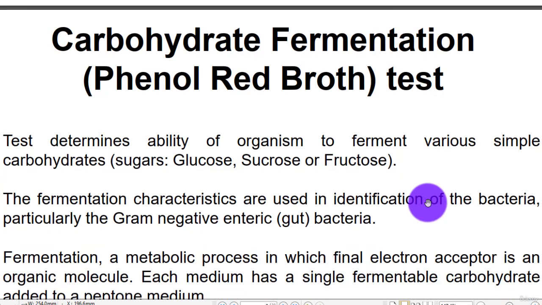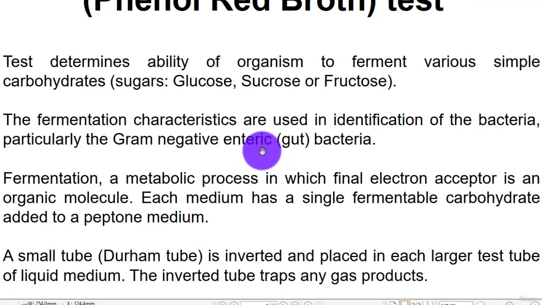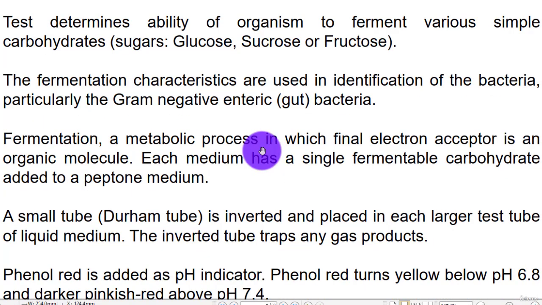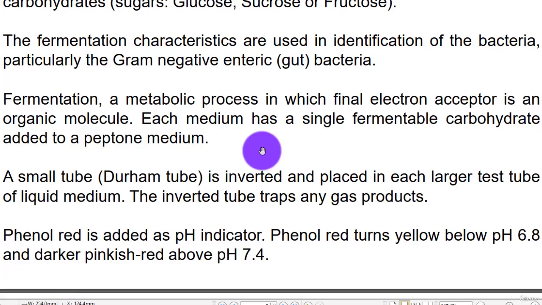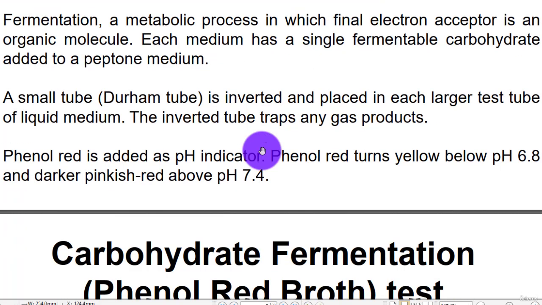Carbohydrate fermentation test, phenol red broth test. The test determines the ability of the organism to ferment various simple carbohydrates, such as glucose, sucrose, or fructose. These characteristics are used in identification of bacteria, particularly the gram-negative enteric gut bacteria. Fermentation is a metabolic process in which the final electron acceptor is an organic molecule. Each medium has a single fermentable carbohydrate added to the peptone medium.